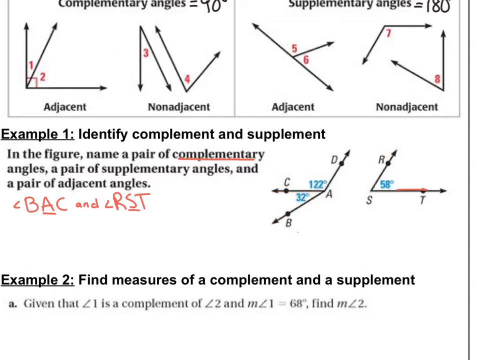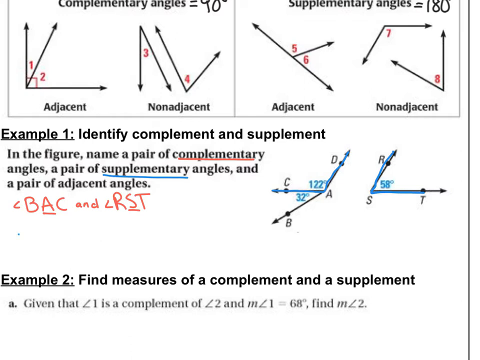Now, let's take a look at supplementary angles. And remember, supplementary angles add up to 180 degrees. Okay? So let's see. I need something that's going to end in a 0. So I'm going to look at 122 and 58. The 8 there would be 130. 50 plus 130 is 180. So these are the two angles I need for supplementary.